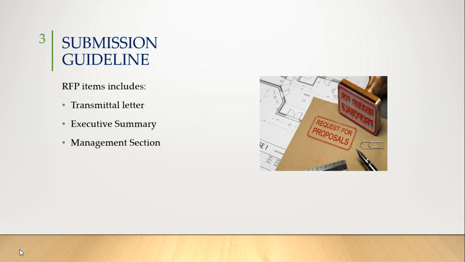Submission guideline. The request for proposal item includes a transmitter letter, an executive summary, and a management section. As for the transmitter letter, the supplier shall include the logo of the company in the upper left side of the page, along with the name, address, and telephone number. Below the logo, the supplier shall include the name of the project manager and the full address of the company of interest.